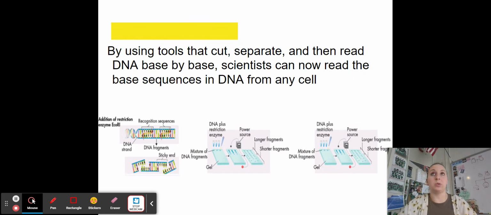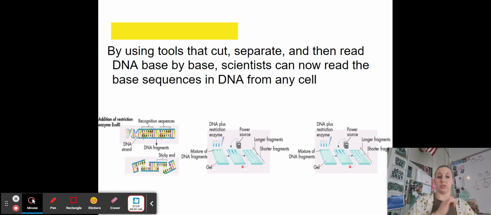We can also use tools that cut, separate, and then read DNA. And using this information and this background, we've been able to basically code the entire human DNA, or the human genome. We'll get to that at the end of this presentation, talking about the Human Genome Project. The Human Genome Project was the huge undertaking to look at human DNA.